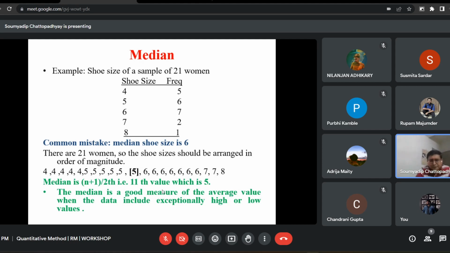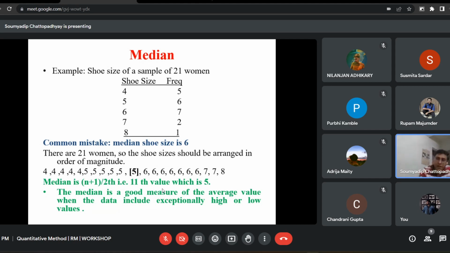Okay, and as I have already mentioned, the median is a good measure of the average value when the data include exceptionally high or low values. In that case, that means if your data set contains some outliers, then if you want to use an average, instead of the mean it is always advisable to use the median.